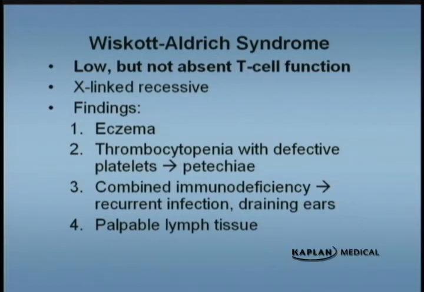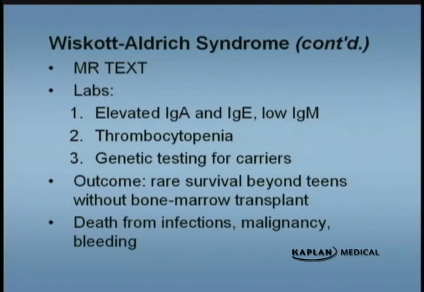Then they start talking about the patient still oozing, has a low white count. They might talk about uncles who have had recurrent pneumonias or died from overwhelming infections. You need to start thinking about Wiskott-Aldrich. This is a mnemonic for Wiskott-Aldrich, Mr. Text. The M stands for low IgM. The R stands for recurrent infections. The first T is for T cell defect, even though it's a T and B cell disorder.